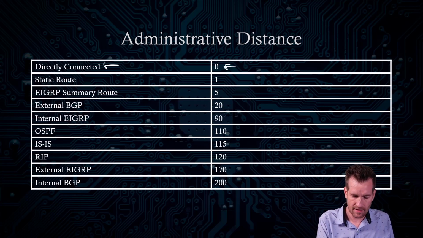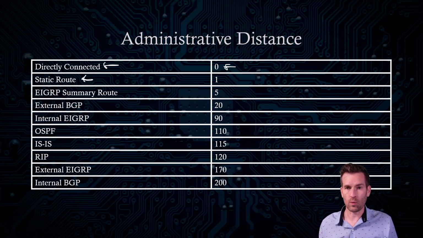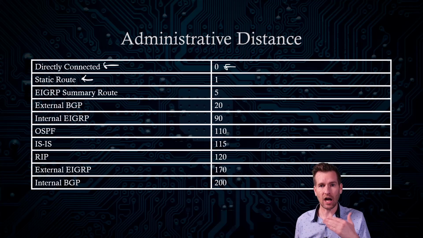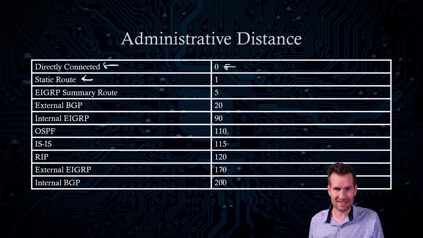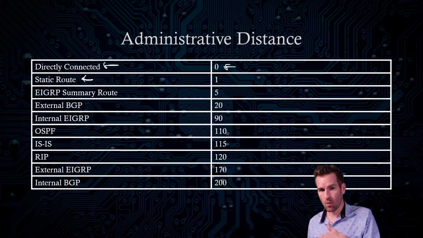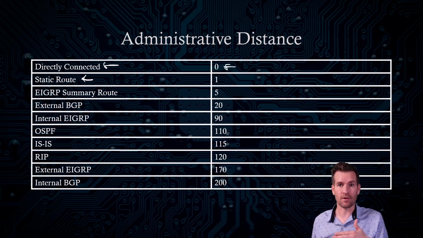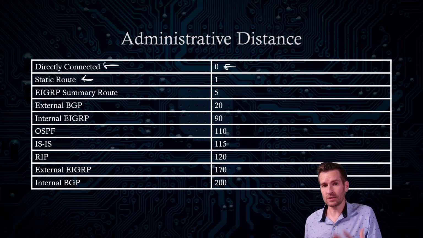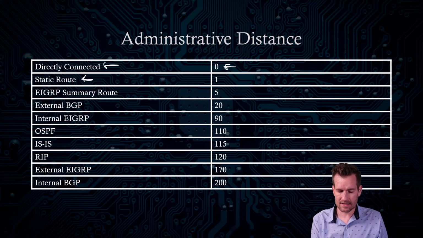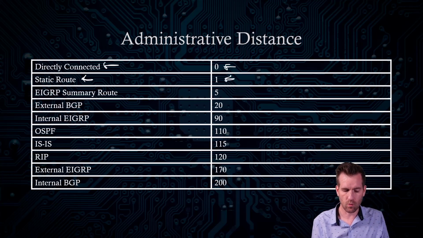So that makes sense. The next one is static route. With a static route, we can also set the administrative distance, so we can specify what the priority of the static route is going to be. If we don't specify it and we just leave it at its default, the default is 1.